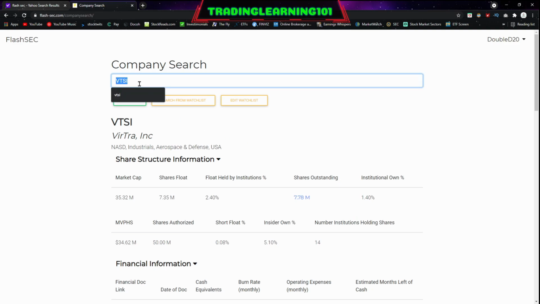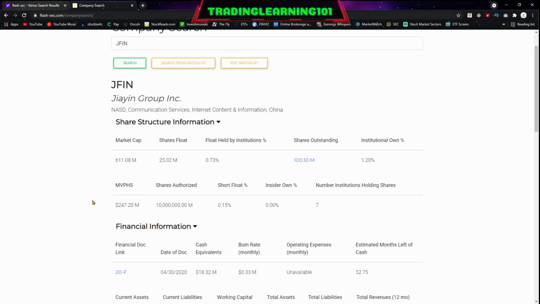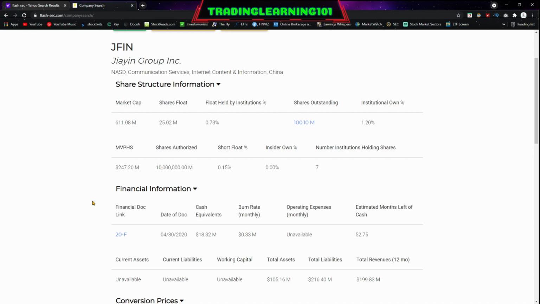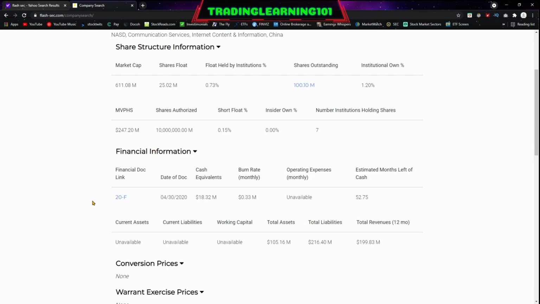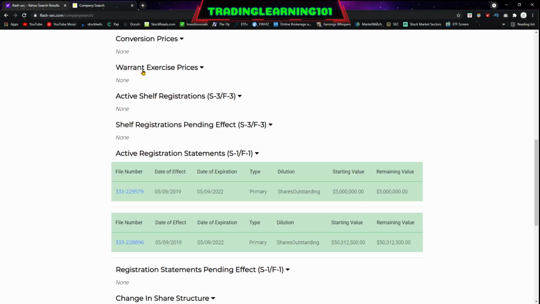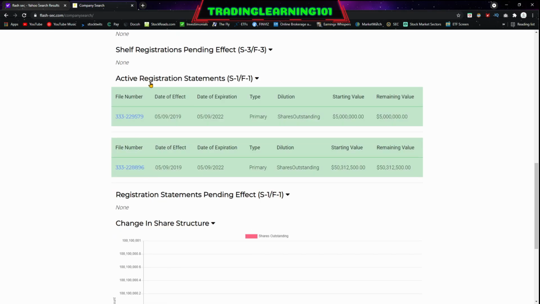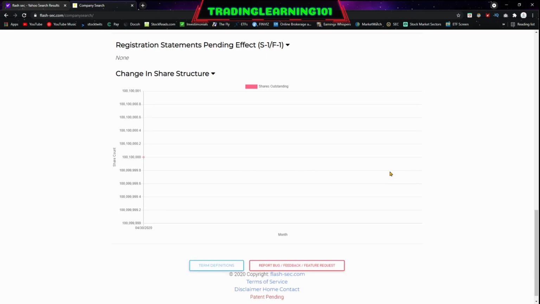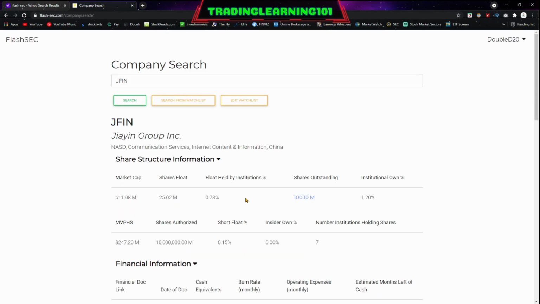Let's look at another company real quickly just for an example. And we'll look at JFIN. This is pretty much the same example as the last stock. They have a lot of cash. Their burn rate is super low. They have a lot of months left of cash on hand. They have no warrants. They have no active shelves. They do have some active registrations worth 5 million and 50 million. And we have no data over the change of their share structure. Let's look at another example.